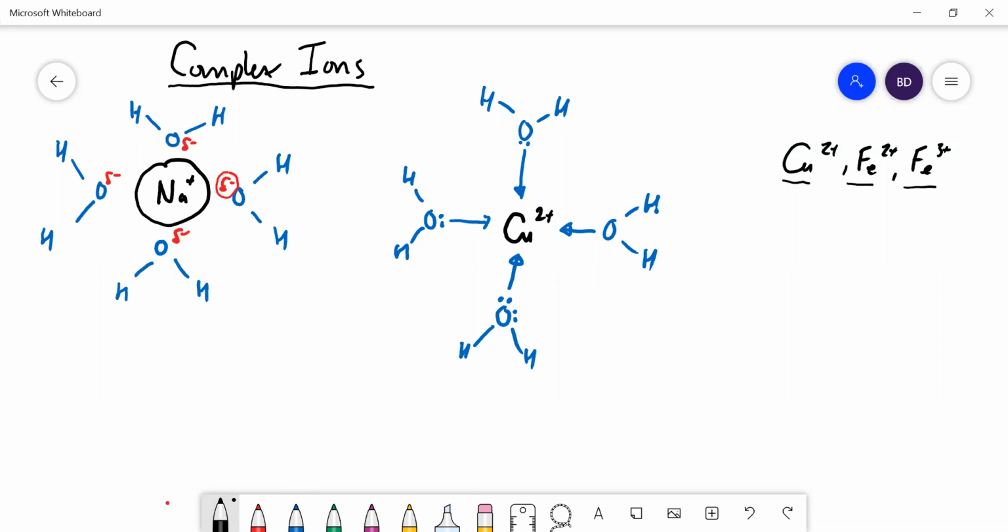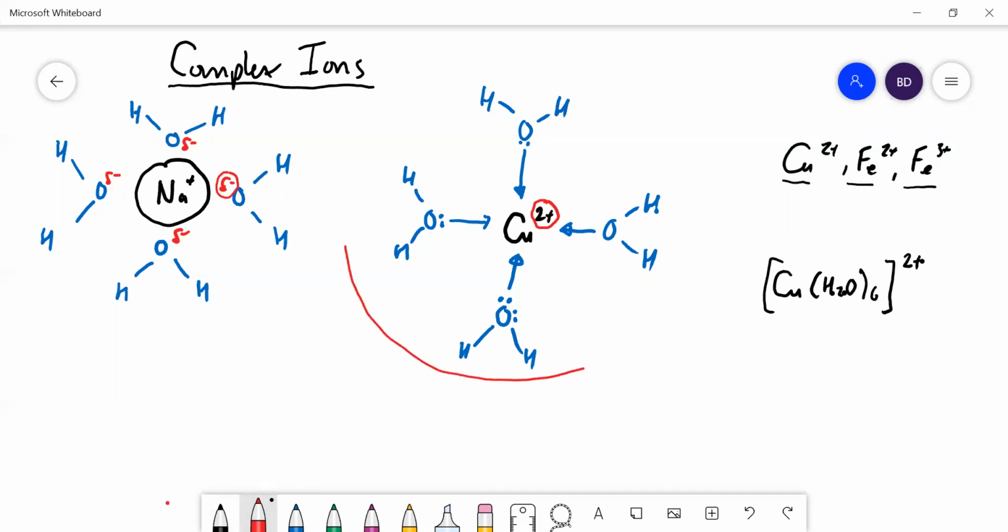So to show the 6, you'd write down Cu(H2O)6. And then you put the charge outside the bracket, because this charge now really is not just sitting on the copper; it's spread over the whole of the complex to some extent. It's just that the whole complex has got 2 more protons than it's got electrons, so it's positively charged.